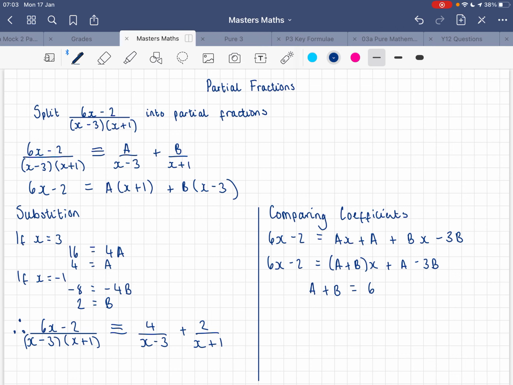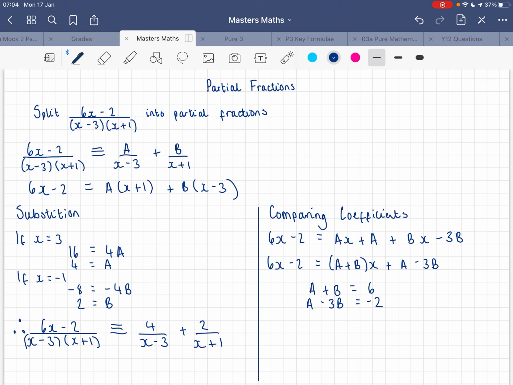Now again, depending on the question, it might be really straightforward and you might be able to immediately see that one of the unknowns, one of the a or b, is equal to a coefficient or constant on the left hand side, but this one's not quite as straightforward as that. So we have a plus b is equal to 6. We have the constant, which is negative 2 on the left hand side, is equal to a minus 3b, like that, and then we need to solve a simultaneous equation.